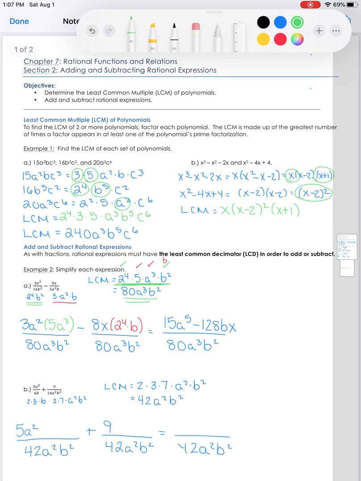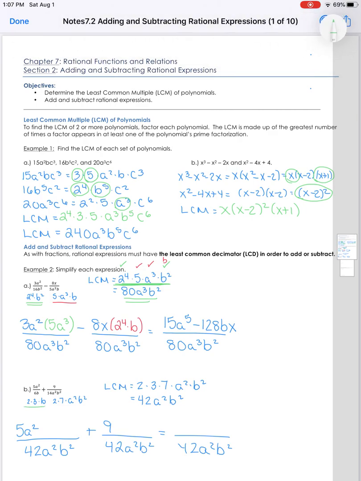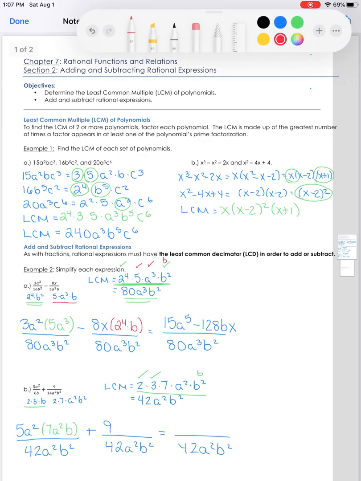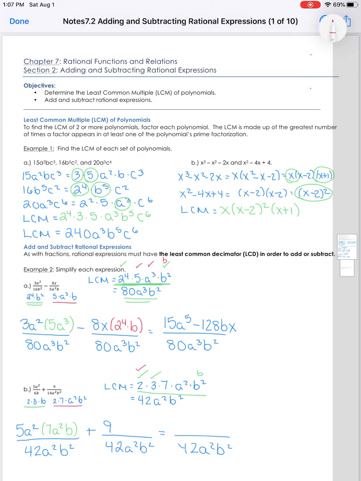I have my original numerators. And then I'm asking myself, all right, well, what is missing? So I'm going from here to here. I have 2, 3, and I have one of the b's, which means I need another b. But I need a 7, I need a squared, and that other b.